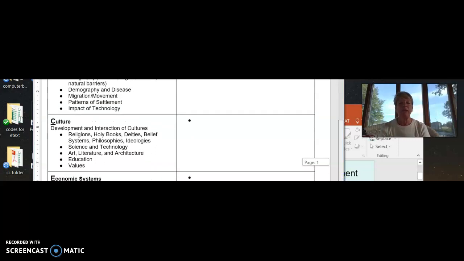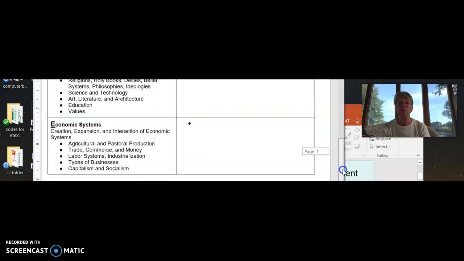Next, we'll be looking at culture. We look at the development and the interaction of cultures. In other words, we're looking at holy books, beliefs, deities. We're looking at death rituals. How about philosophies and ideologies? How they use technology and science, art, literature, and architecture. What are their values and morals and education? How do they educate their people? Do they formally educate them?